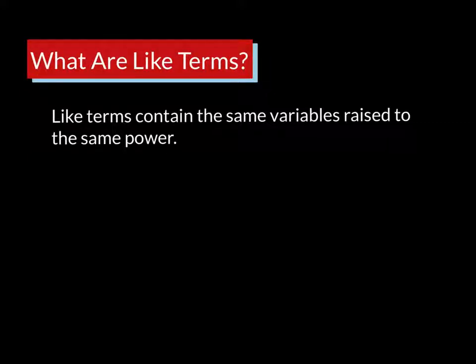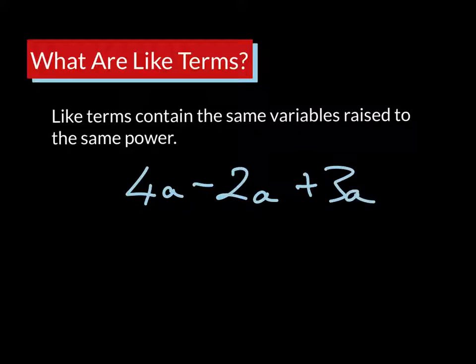To simplify an algebraic expression, first you have to identify like terms. Now, what are like terms? They're terms that contain the same variables raised to the same power, and it doesn't matter whether the coefficients are the same. For example, say I have the expression 4a minus 2a plus 3a.